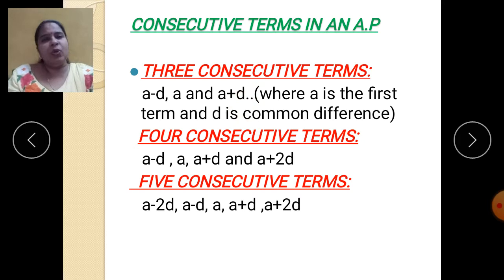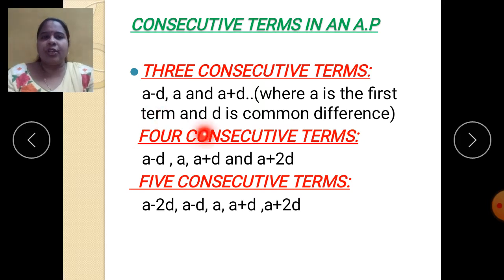A clue or a hint to remember: for 3 consecutive terms, we can take A plus D to the right side and A minus D to the left side. As you know, in the number line also, to the right side we have positive numbers, to the left side we have negative numbers. So plus D on the right side, minus D on the left side. So what are the three things that you should remember? 3 terms: A minus D, A and A plus D.